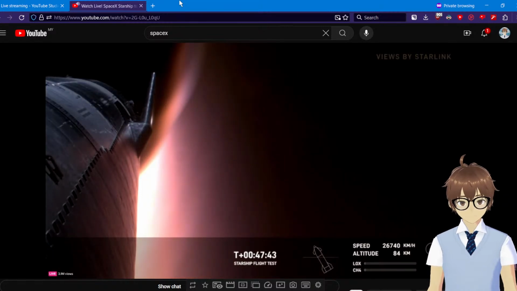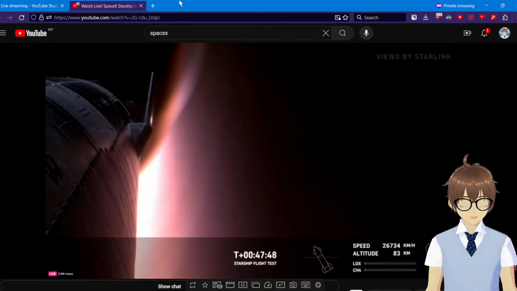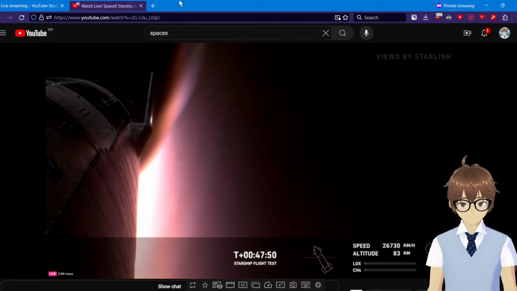Impressive. This vehicle is passing through 85 kilometers altitude. The flaps have control of the vehicle. Great news. That's exactly what we want to hear. Flap control is one of the goals for this flight test.